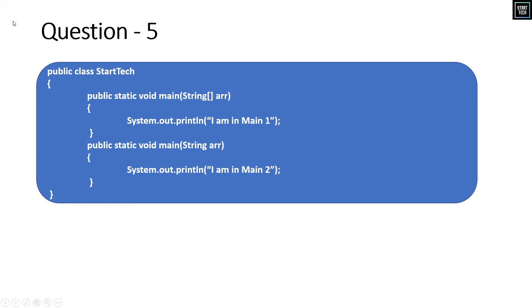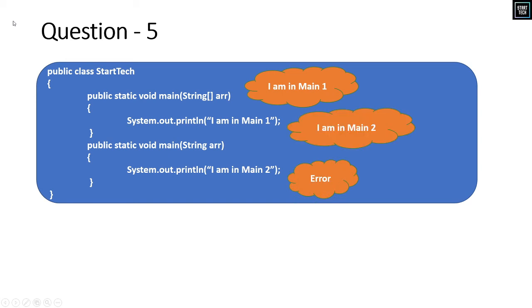Is it I am in main 1, or some error, or will it print the second statement, I am in main 2? Can we overload the main method? And if we are able to overload the main method, what will be the output? Without wasting any time, I'll tell you what happened here. The output is I am in main 1.